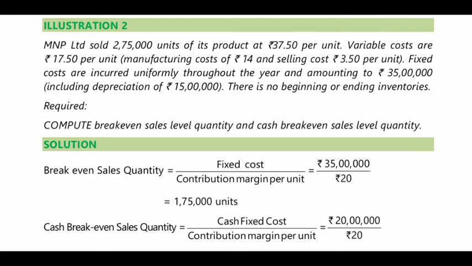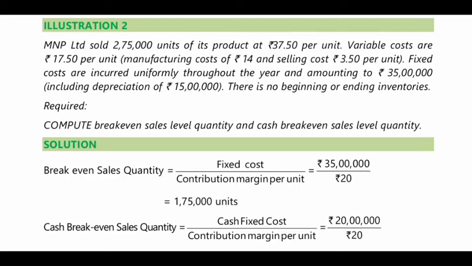Fixed costs are incurred uniformly throughout the year, amounting to 35 lakhs, including depreciation of 15 lakhs. There is no beginning or ending inventory. Compute break even sales quantity and cash break even sales quantity. We have to ignore the depreciation while considering the cash break even, because depreciation is a non-cash expense.